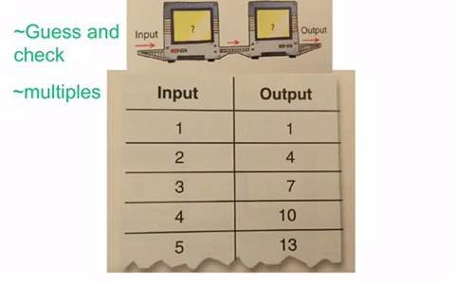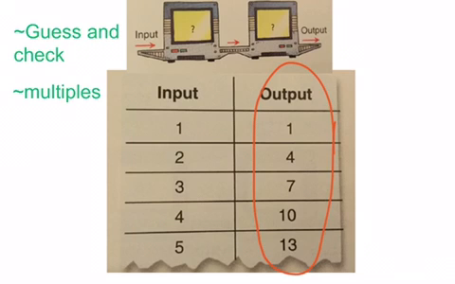So 3, 6, 9, 12, 15, 18 are all multiples of 3. 5, 10, 15, 20, 25, 30 are all multiples of 5. So in order to assess whether or not there's any multiplication or multiple relationships, we need to look at the output side of our chart.